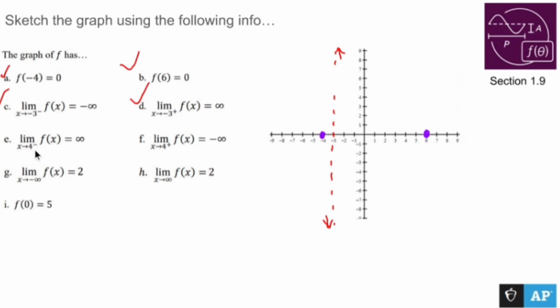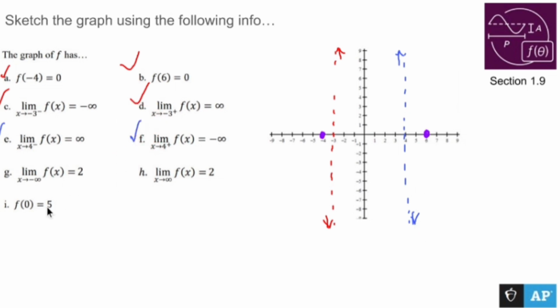At 4, from the left side, I hit infinity. So that means I have another asymptote. So at 4, I have an asymptote again. And from the left side, I'm going towards infinity. So that's going to happen. From the right side of 4, I go down to negative infinity, so that's going to happen. So probably what's going to happen here is I'm going to come somewhere up here, hit that purple dot, and go down there. But again, I'm not there yet.